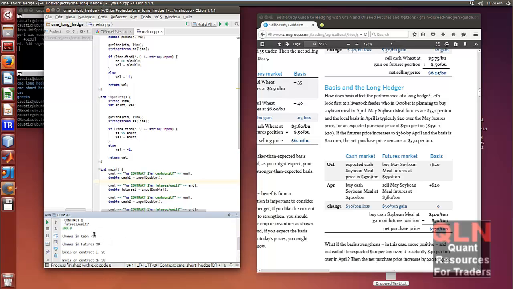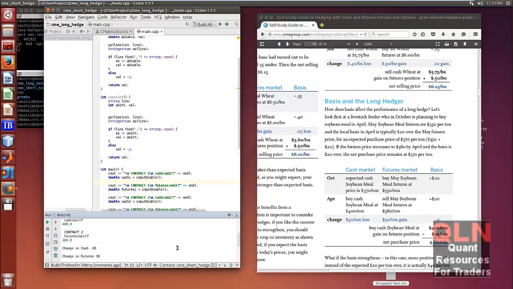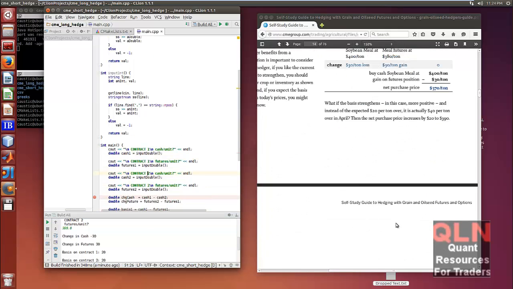Okay, let's see if we got everything running here. Changing cash, 30 a ton loss, 30 gain, basis at 20, the next basis on contract 2 is 20, buy price at 400. Gain or loss on the future position of 30. So we're at 370. Okay, that seems to work. So let's just do one more example.